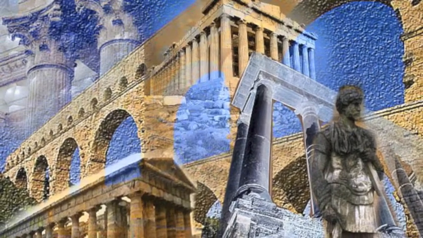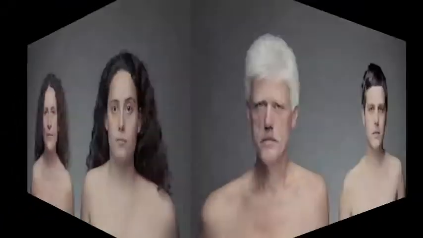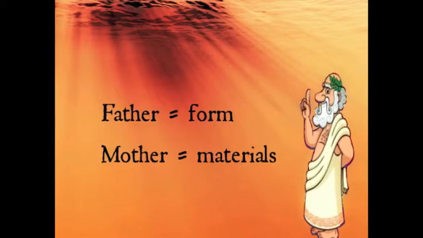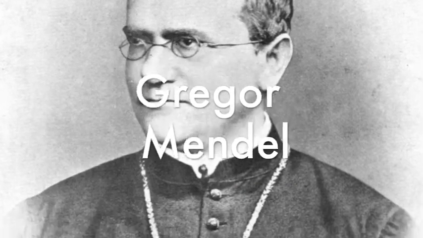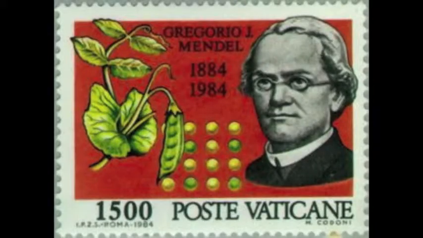Well, everything starts with the ancient Greeks. When Aristotle started the theory of inheritance, he realized that sons and daughters were very alike to their parents or even to their grandparents. So what he said was that the man puts the form and the mother the materials to create their sons or daughters. Then, many years later, a man called Gregor Mendel created his theory.